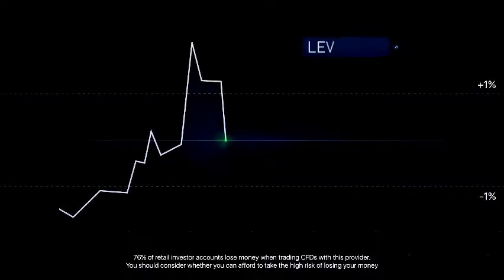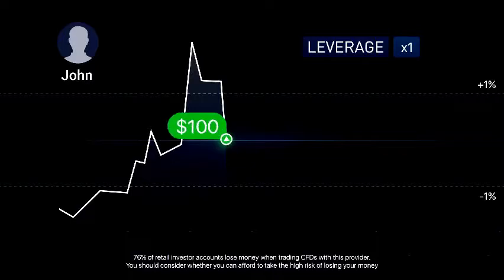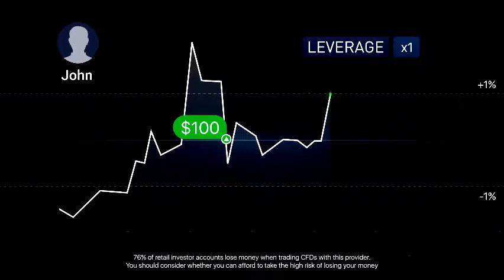Let's study two examples. John has decided to open a CFD position and invest $100 in stocks of company A, expecting them to grow in price. John uses the 1-to-1 leverage, which means that his profit will increase by 1% if the stock price grows by 1%. So if his forecast is right, John will gain $1.